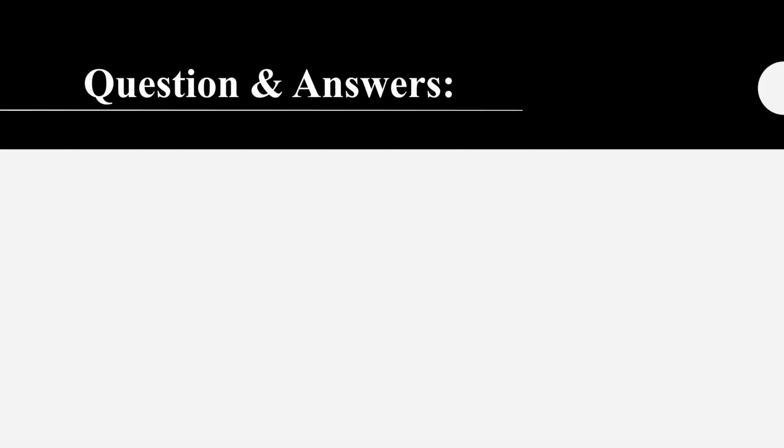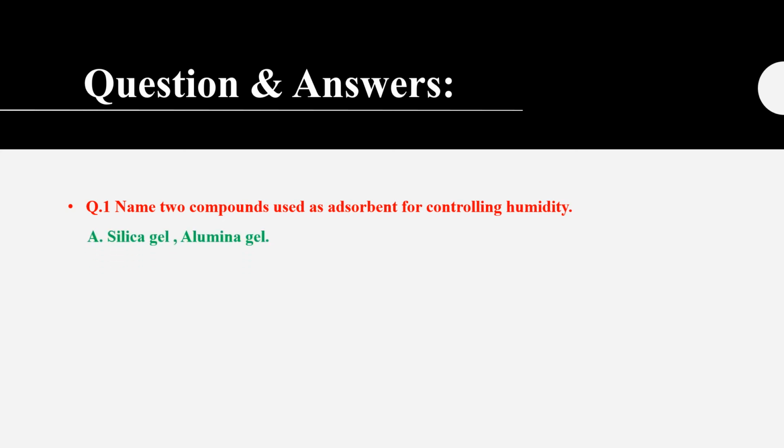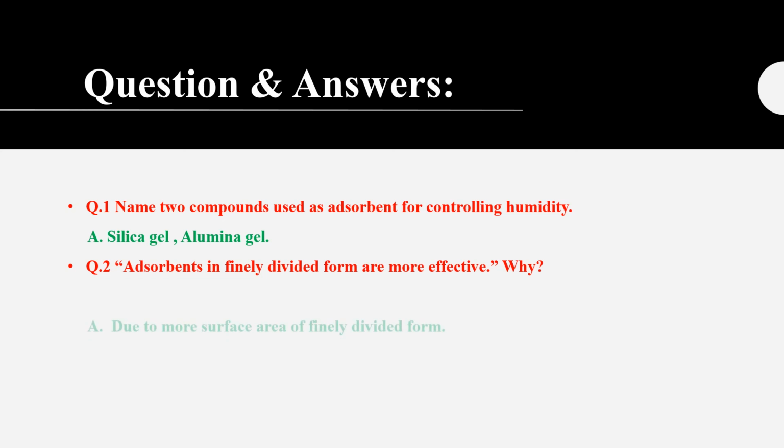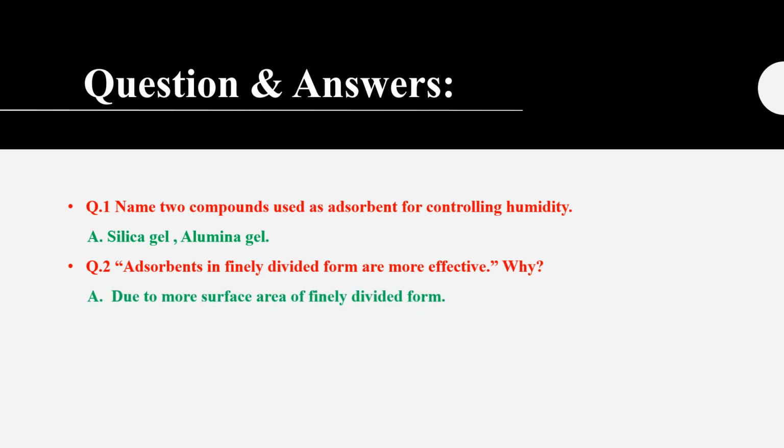Now let's see some questions and answers related to the topic. Question first, name two compounds used as adsorbents for controlling humidity. So the answer is silica gel, alumina gel, as we have already studied earlier. Question second, adsorbents in finely divided form are more effective. Why? It is due to more surface area of the finely divided form.